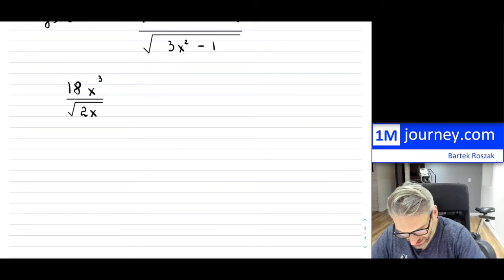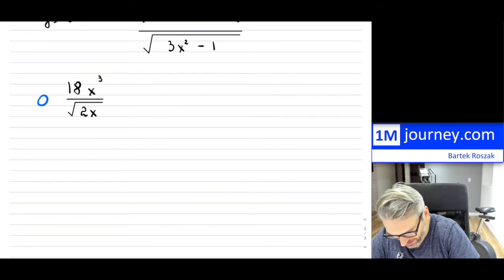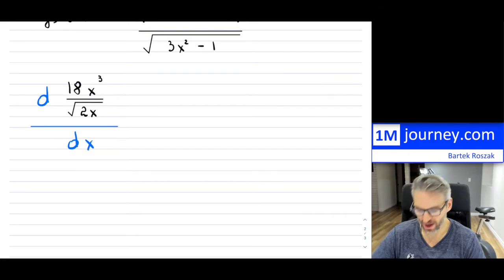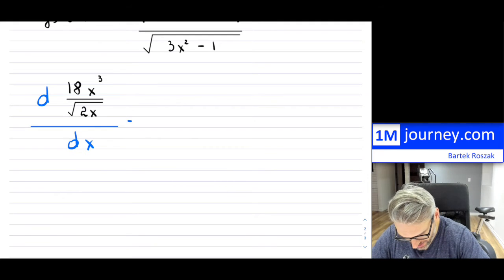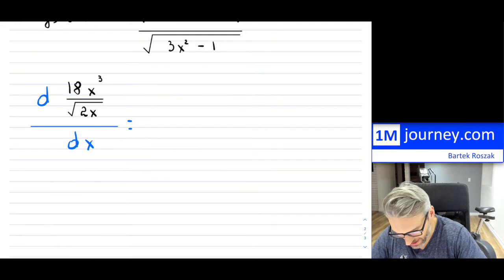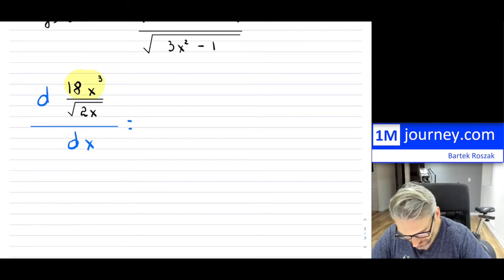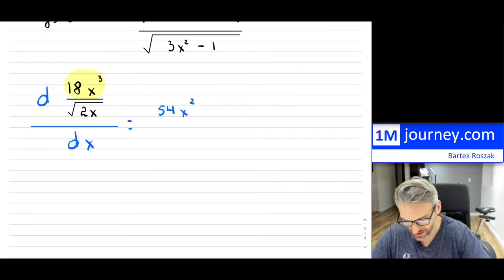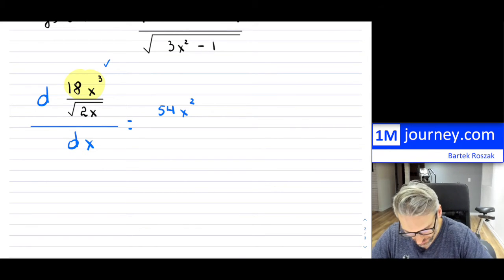And I want to take the derivative of this, so take the derivative of all of this function with respect to x. That is a different notation that we use. Well, this is equal to the derivative of the numerator right here. That would now be 18 times 3, so that's going to be 54, so 54x squared. That is the derivative of the numerator. Now we're supposed to be multiplying by the denominator.